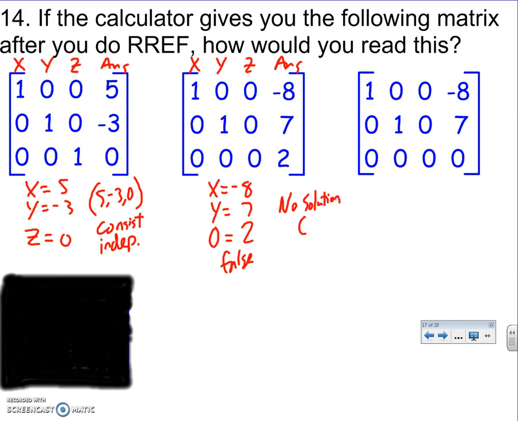So no solution is this. Remember, the word is inconsistent. So make sure you read that, because some people are going to tell me the answer is -8, 7, 2, and that's wrong. Z does not equal 2. There is no z there. All right, this last one.